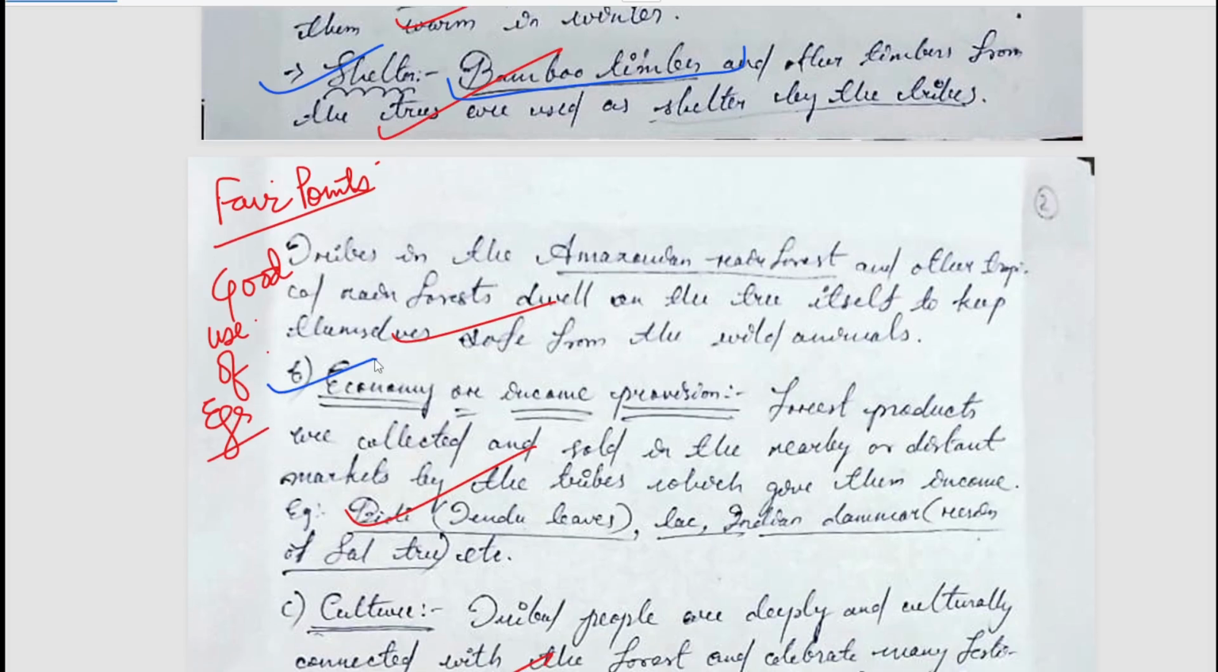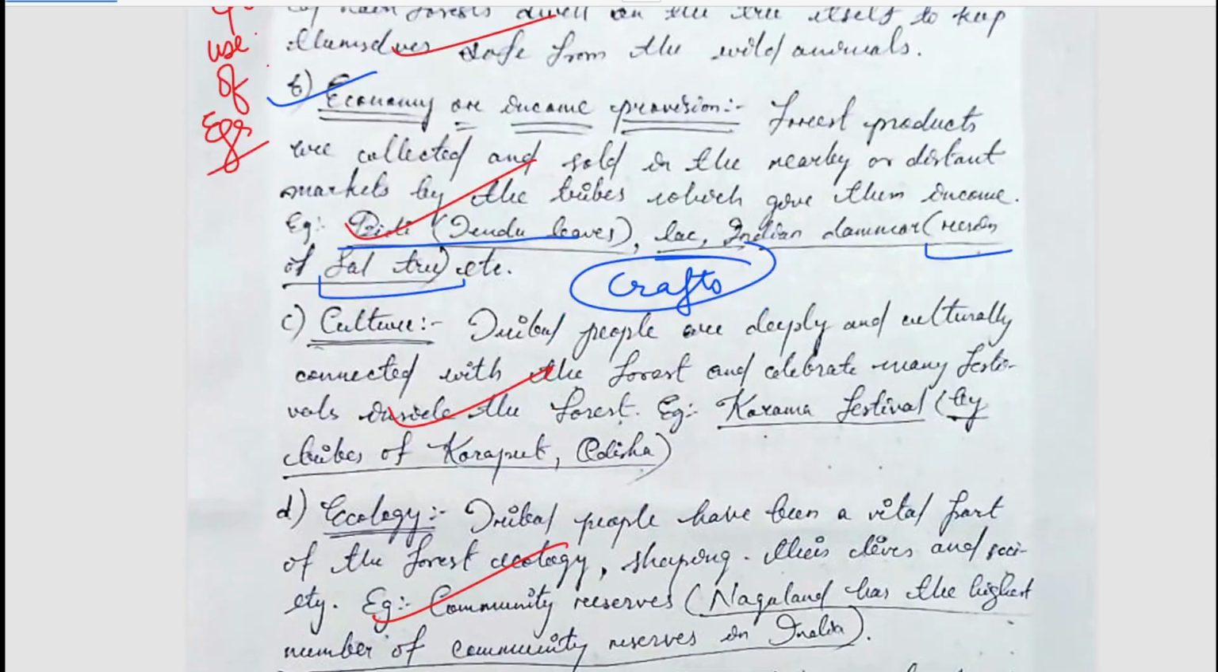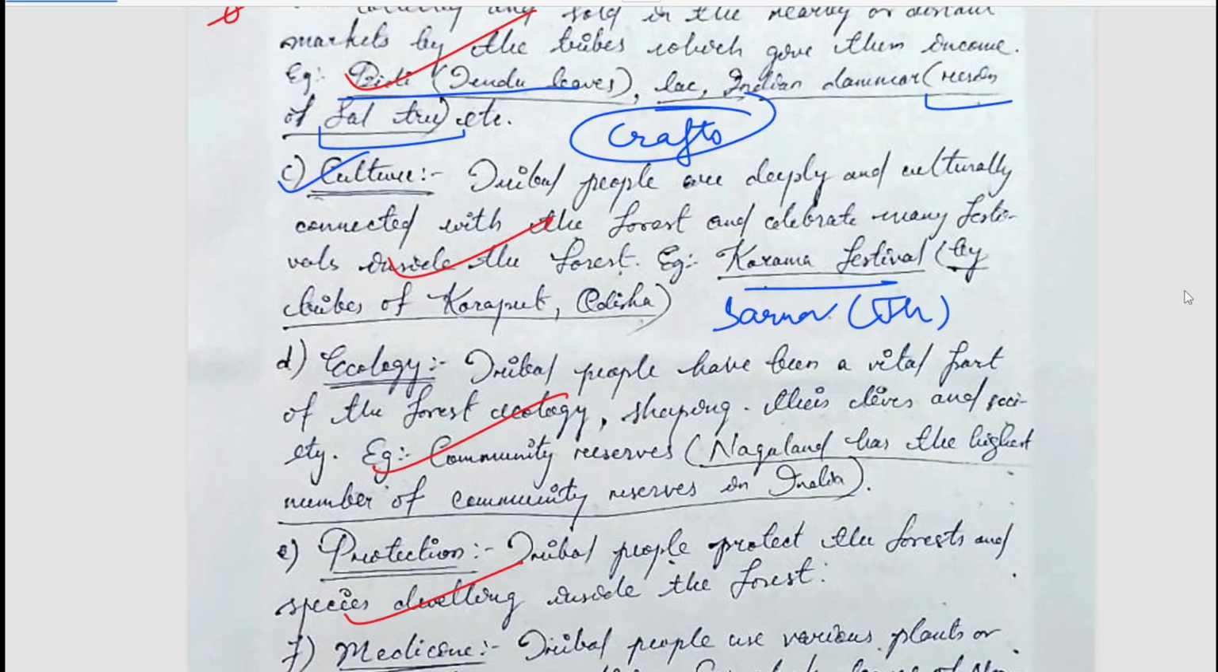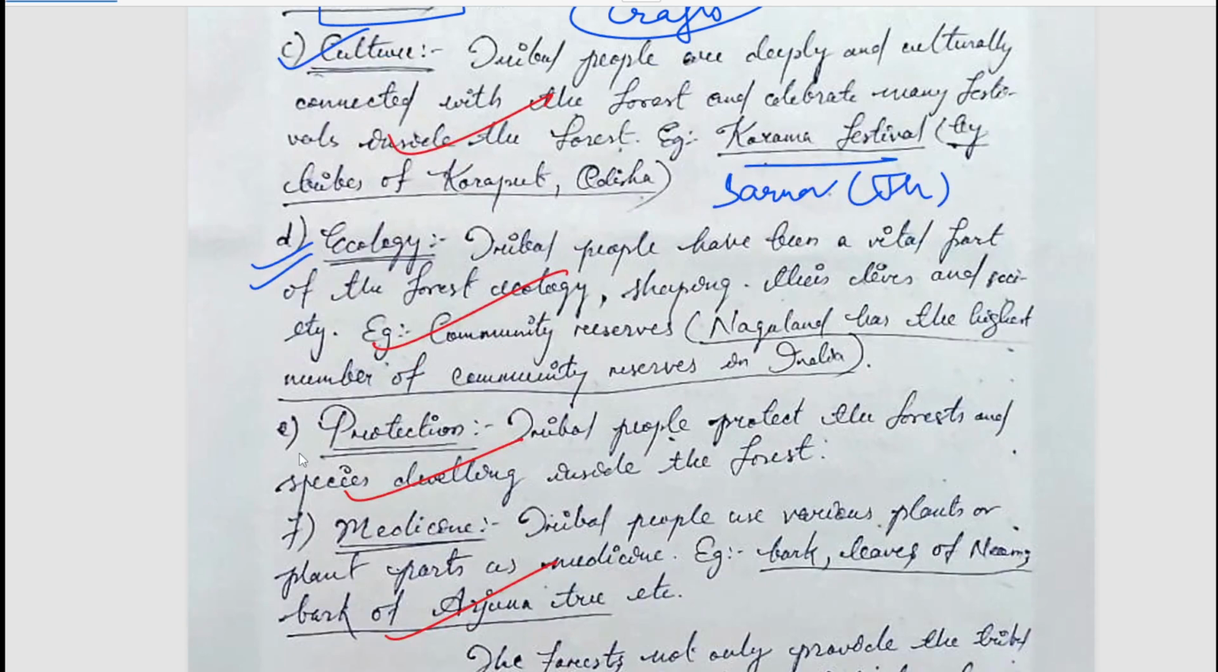Economy and income provision, obviously: beedi making from tendu leaves, lac, resin from sal trees, all these things can be helpful. Here you can add crafts, also handicrafts can be made from these forest products, such as bamboo only. Culture, obviously: Karma festival in Odisha, Sarna festival in Jharkhand. All these things are related to tribal culture, which are related to conservation of forests. Ecology, obviously, forests can be very helpful in ecological development.